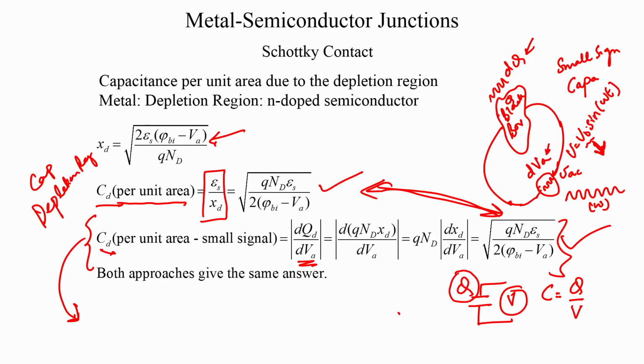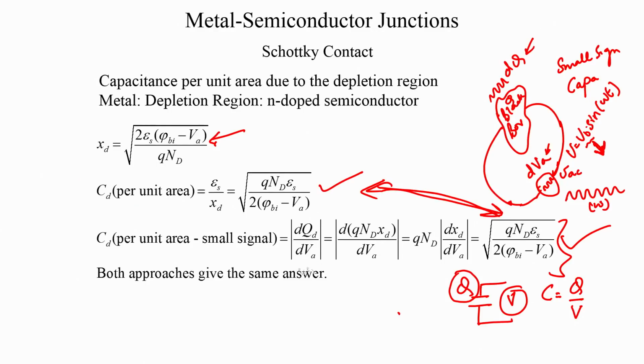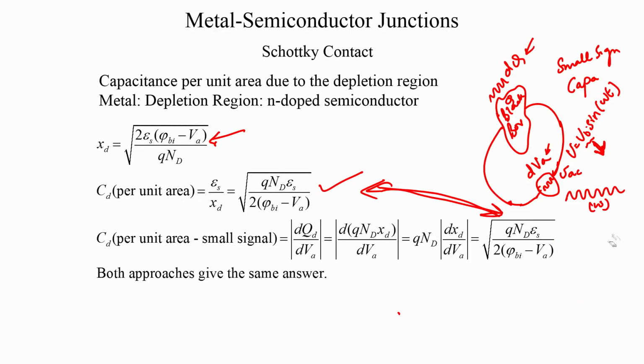We will keep this in mind, and whenever we discuss other devices, let us say a PN junction diode or any transistor, we will use this approach to calculate or measure the capacitance. If you look at the expression for the capacitance, C is given by this term here. If I were to take 1 by C square, what is that? 1 by C square is nothing but 2 into phi bi minus VA by Q ND epsilon s.